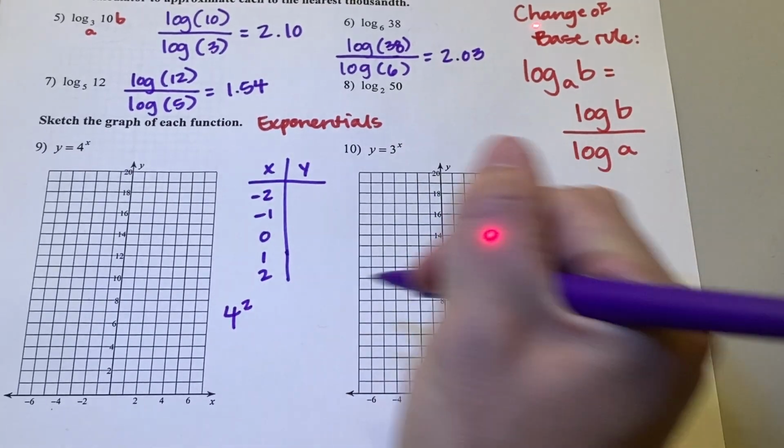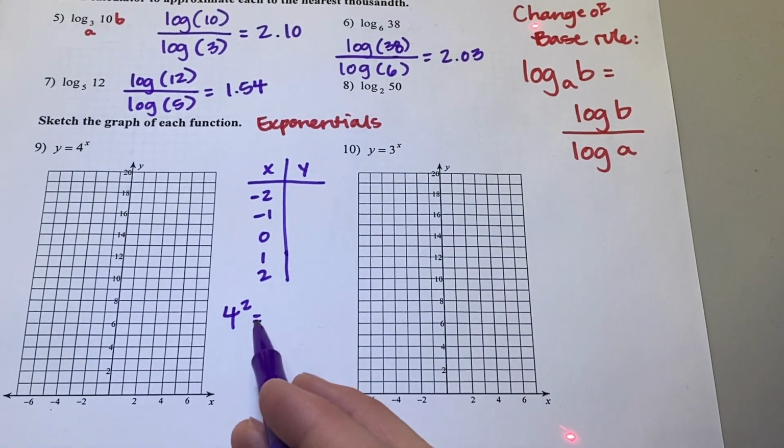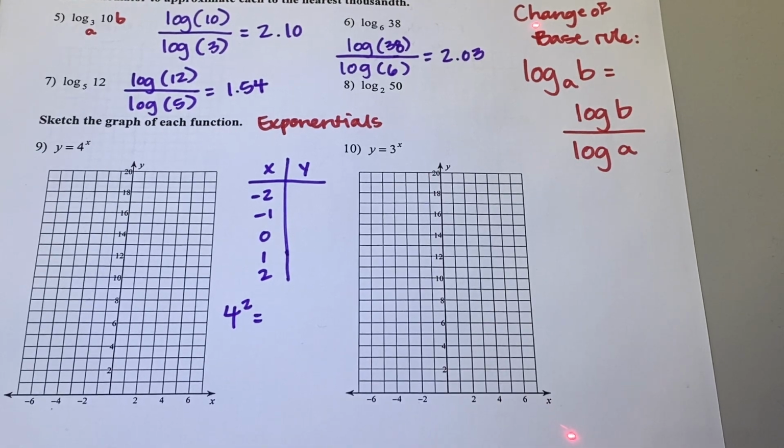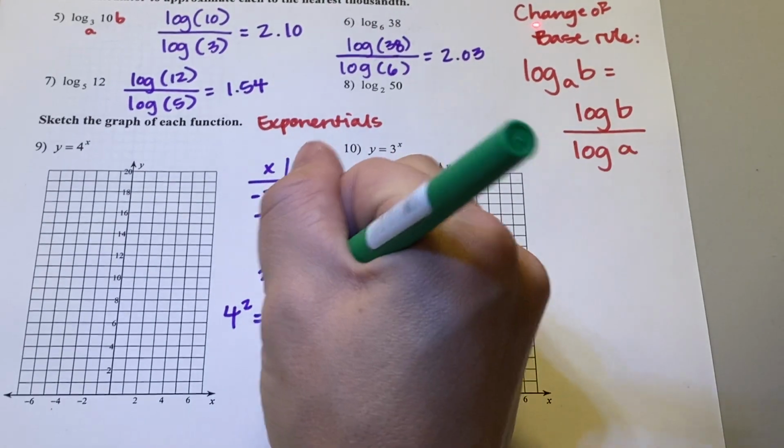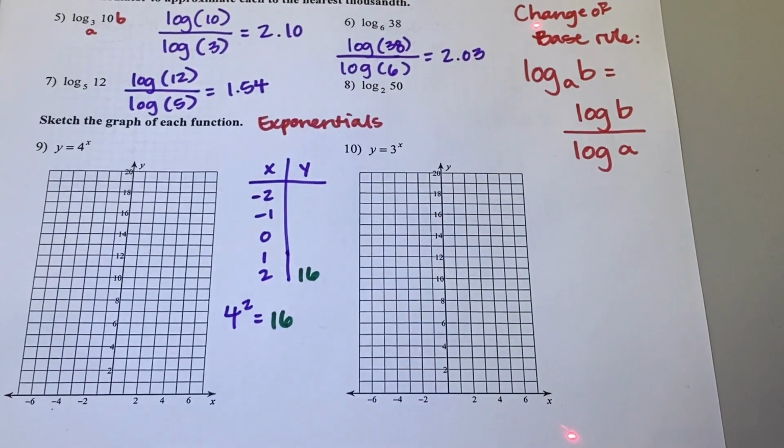Let's plug positive 2 in for my 4 to the X power. What is 4 squared going to give me? 4 times 4. 16. That means when I plugged in a 2, I got out 16.